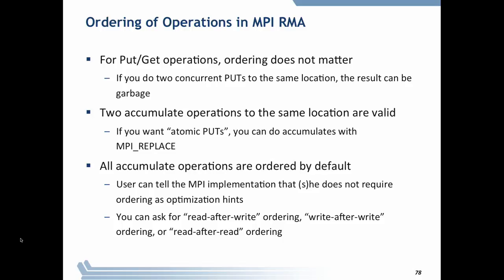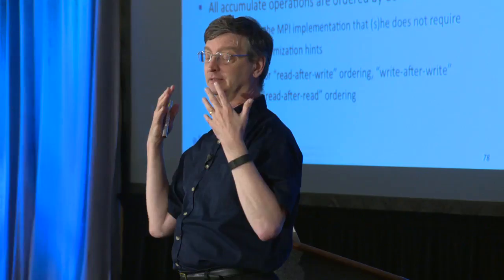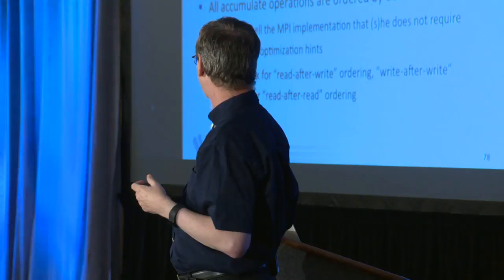Further, also as a change, the accumulates are ordered by default. So I've got multiple accumulates coming from the same process. They will be applied in the order in which they were issued. That's actually harder for the hardware than you might think, because different messages, for example, might be routed in different ways. They may arrive at different times. You actually have to work harder to ensure that ordering.